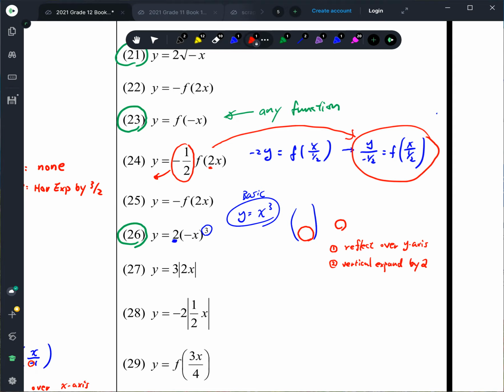Okay, so what's the story for this? Reflects over the x-axis, and then horizontally compresses by half and vertically compresses by 1/2. Yes, very good. Okay, and for your number 23, can you see the mistake?